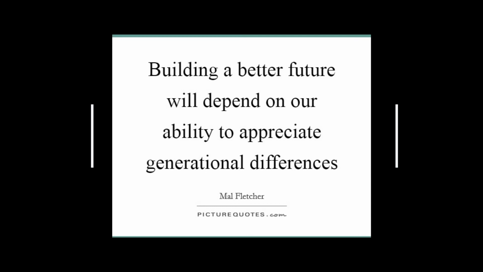We aren't going to be able to build a better future unless we appreciate the differences of the generations before us. So if you're in the workplace at this point, you're going to be working with 3 generations. We all work in the same place. We've got 3 generations represented. We're going to have Gen Z in our workplace in just a few years.